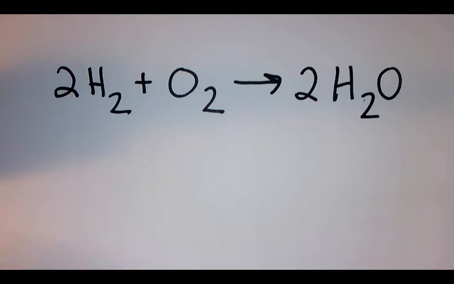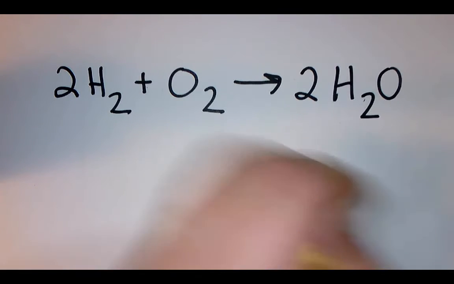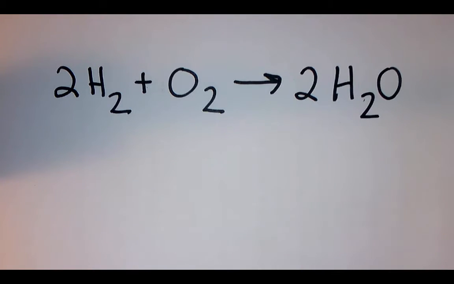Well, here we are with the reaction equation for hydrogen and oxygen synthesizing water. We've seen this before. And when the going gets tough, what do the tough do? Well, the tough play with Legos. So we're going to do oxidation and reduction, a basic demonstration using Legos representing the electron structure, specifically the valence electron structure of hydrogen and oxygen reacting to produce water.